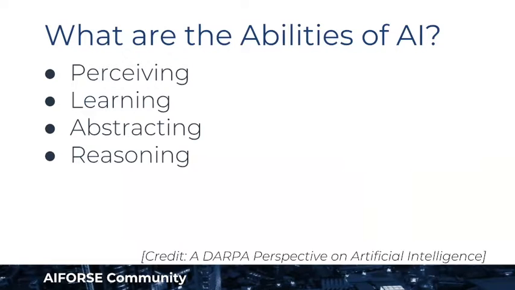Another example of perceiving is voice recognition. Everybody uses Siri or Cortana or other voice-driven assistants, also Google Voice. So that's developed pretty well nowadays.